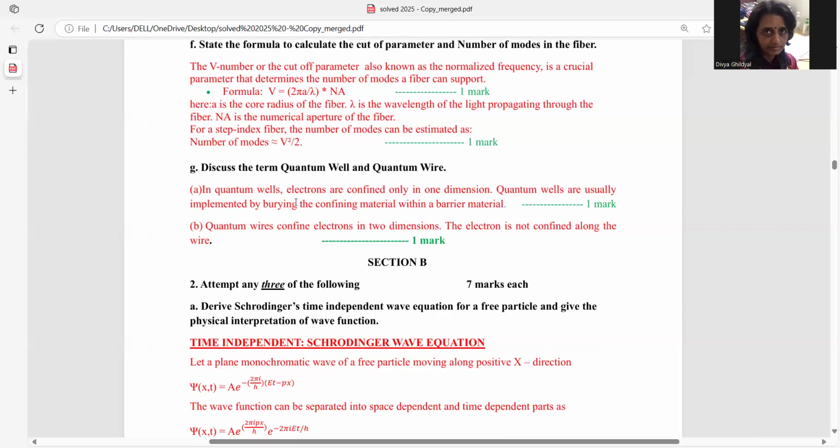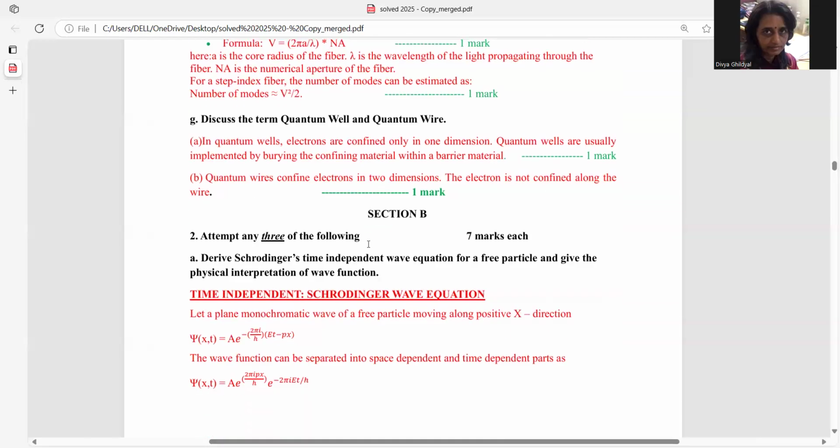Quantum well and quantum wire. Quantum well, electrons are confined in one dimension. See, if you mention the word one dimension, two dimension, you will get your 1 mark. And you can write something extra that electrons are not confined along the wire, and here they are, so you get your other 1 mark.